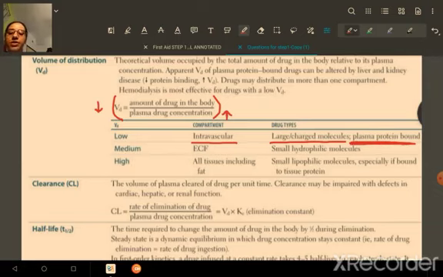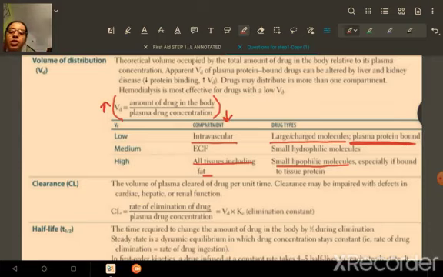Then we have drugs with high VD. High VD means they are the exact opposite of this. They prefer to stay in the tissues, especially fat. They are small lipophilic molecules or substances that are highly bound to the tissue protein. So they preferentially distribute into the tissues. That is why these ones have a high volume of distribution. So when we say that a drug has a high volume of distribution, its plasma drug concentration is going to be low and its volume of distribution is going to be high. The amount of drug in the body, like in the tissue, is also going to be high.